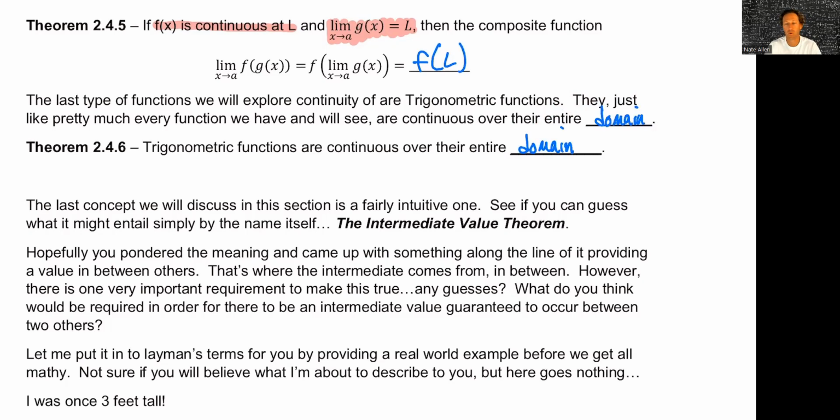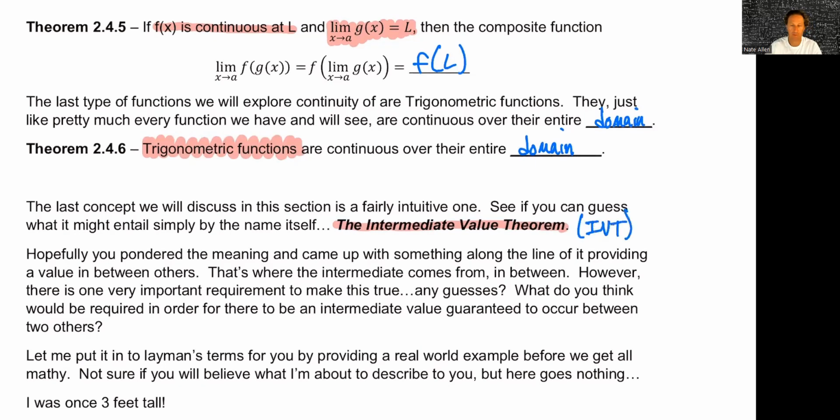So there's one more thing that we're going to discuss, and that is this thing called the intermediate value theorem, or IVT for short. And if you think about the names of a lot of these things, intermediate value. Theorem just means it's been proven, it's something that we can therefore use. But an intermediate value is something that's in between two other values. An in-between or intermediate value.